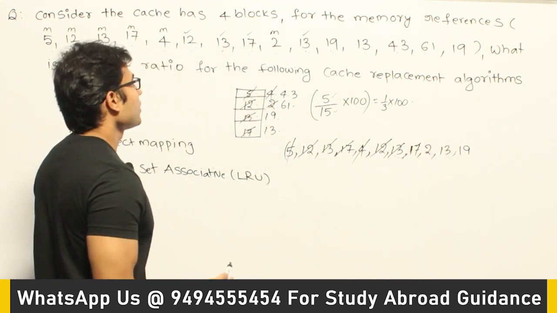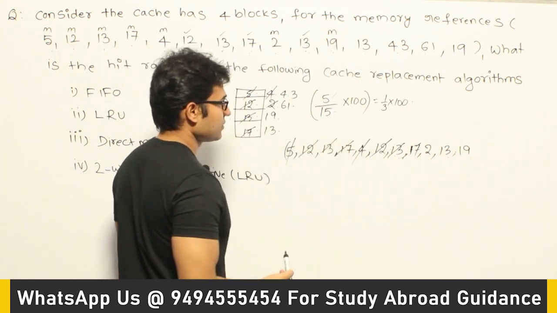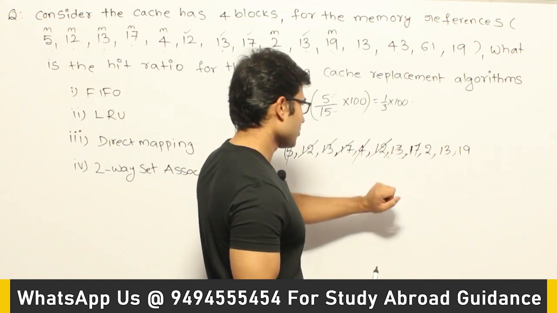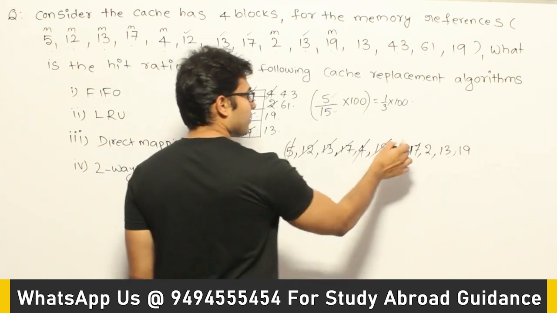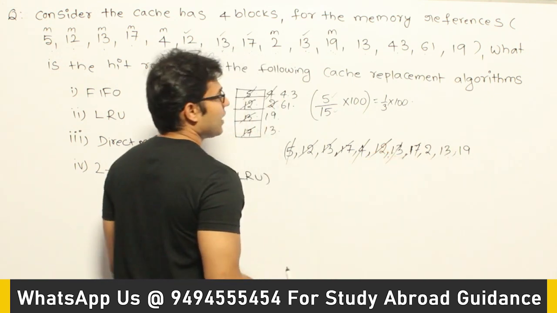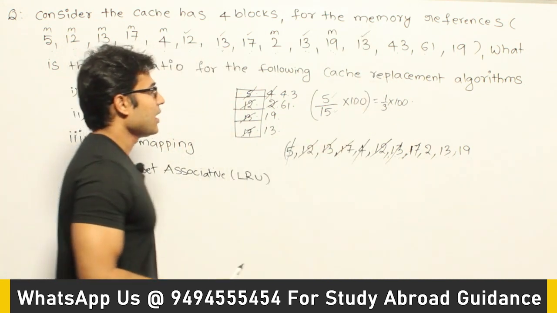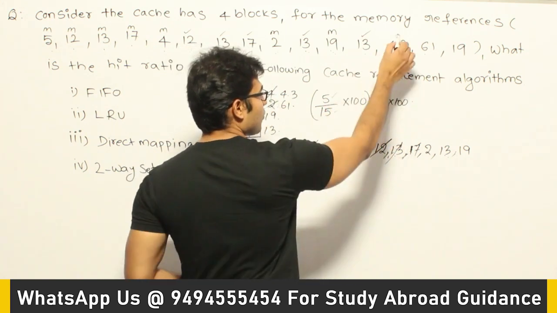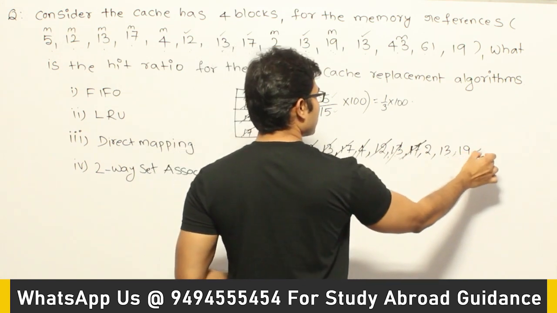Got it? Okay, so now 19 is a miss, and the next one is 13. So 13 is supposed to be here. Oh, 13 is not there, is it? Yeah, 13 is here. So 17, 13, 19 are there, and 13 is there, which is a hit. Okay, and the next one is 43. So 43 is not there, therefore it is a miss, and which one should you replace? 17 has to be replaced with 43.